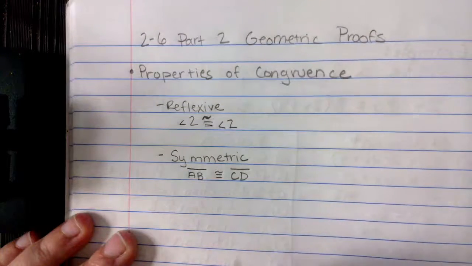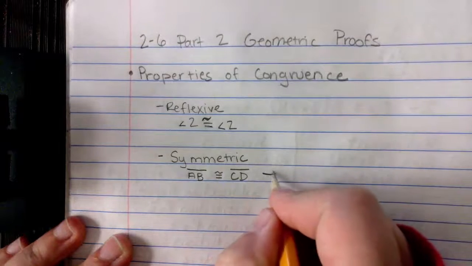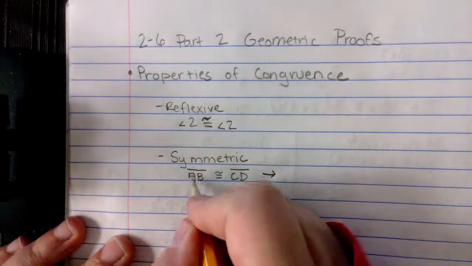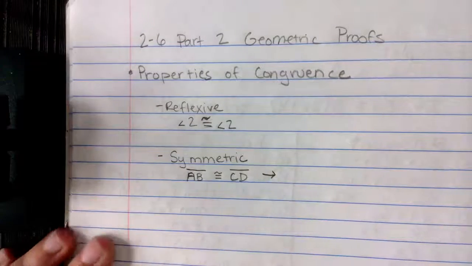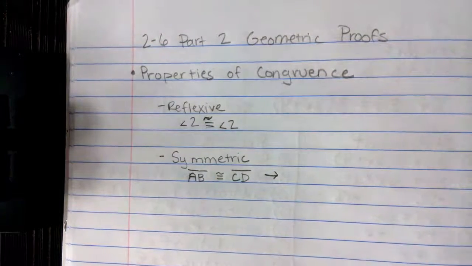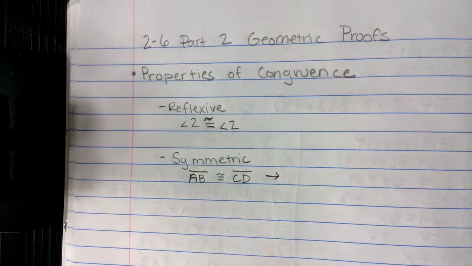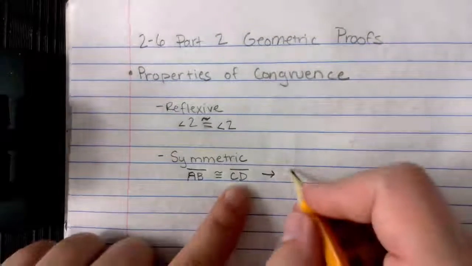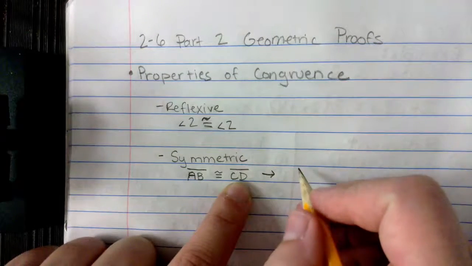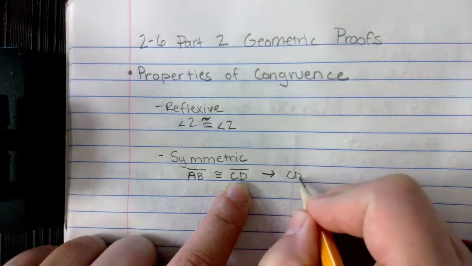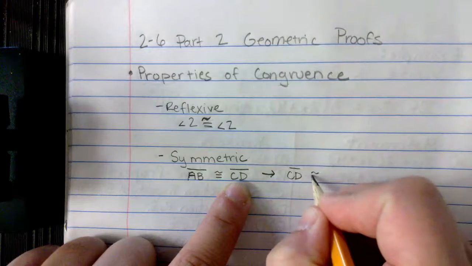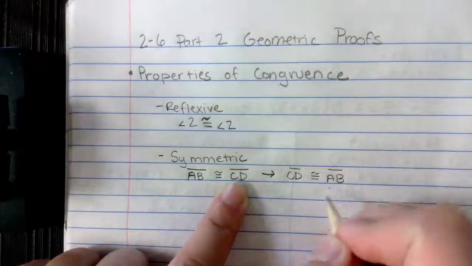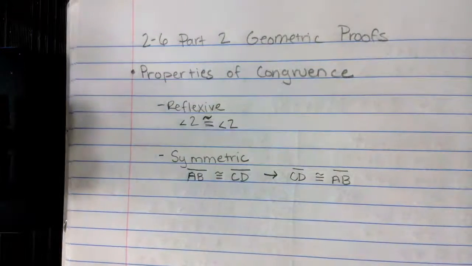If we know that, how else could we write that? We know segment AB is congruent to CD. How else could we write that? We could start with CD. CD is congruent to AB. That's just our symmetric. It's just flipping around the congruent sign. We don't use that one too much.